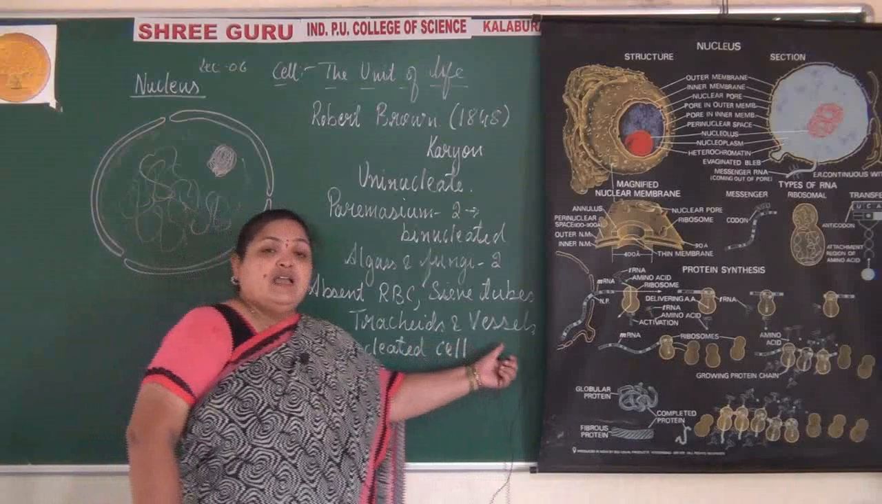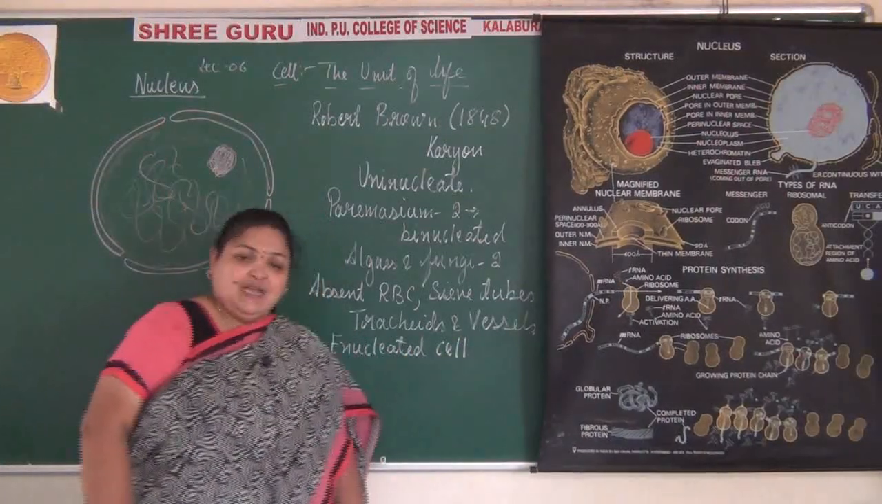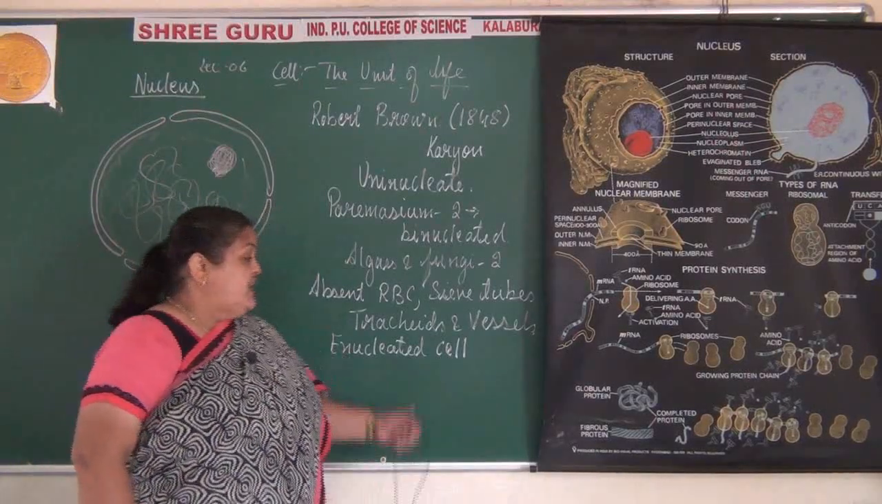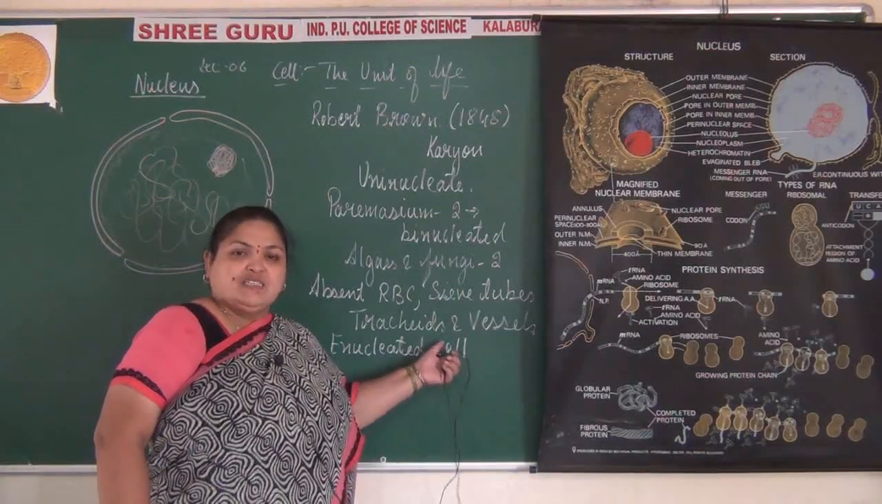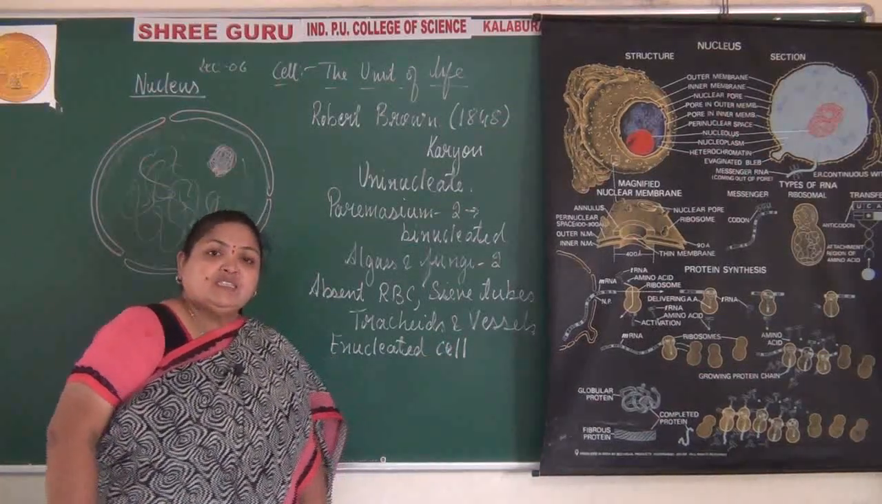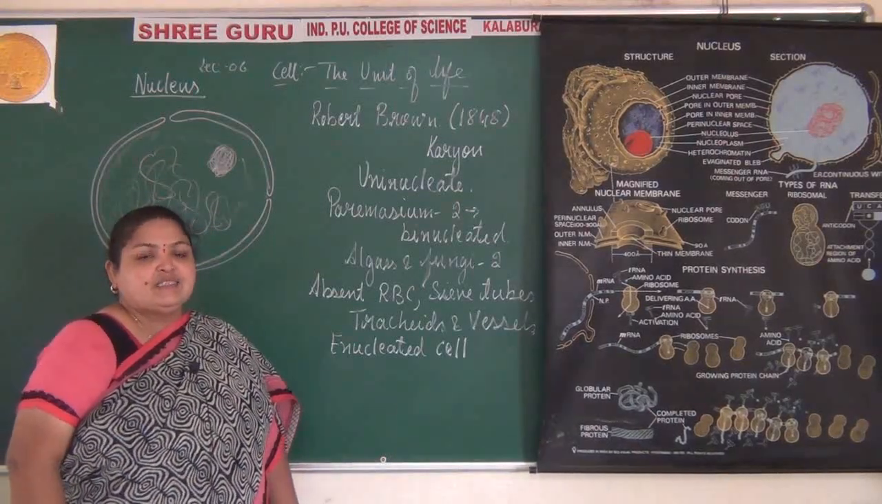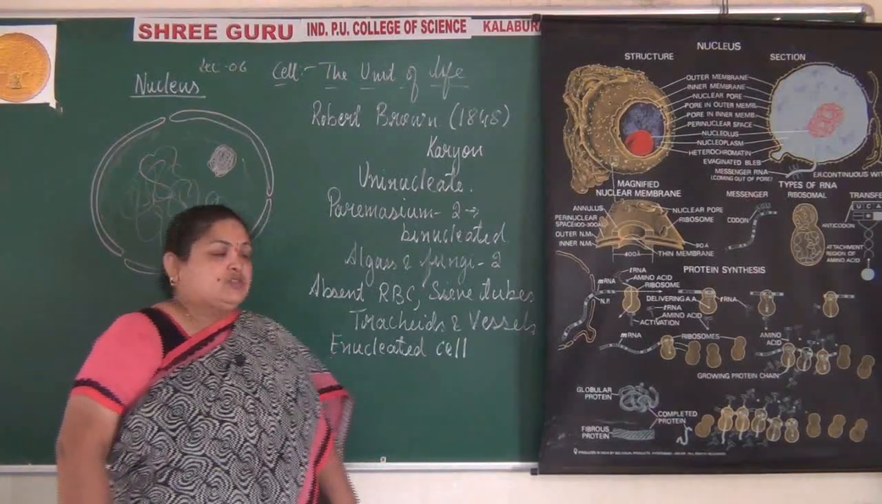The tracheids and the vessels are the components of the xylem. The xylem is a water conducting tissue. They help in the conduction of water. Their main function is conduction of water. So in such cells, the nucleus is absent and we call them enucleated structures.